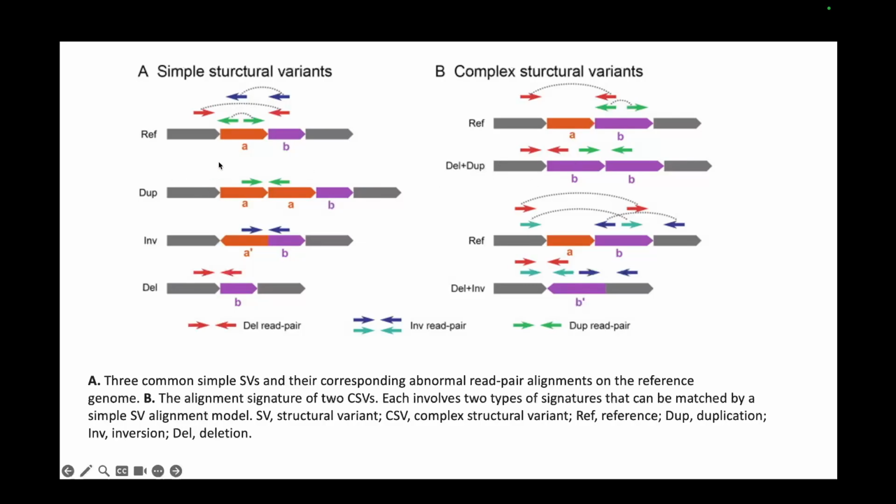So for example, this is a reference genome. In this case, this is an area A and B. So in this case, A has been duplicated, or B has been inverted, or say for example A has been deleted, only B is there. So these are single types of variations in that particular area of the genome. But it can also happen that there might be multiple things happening together. Say for example, in this case, deletion and duplication have occurred together.